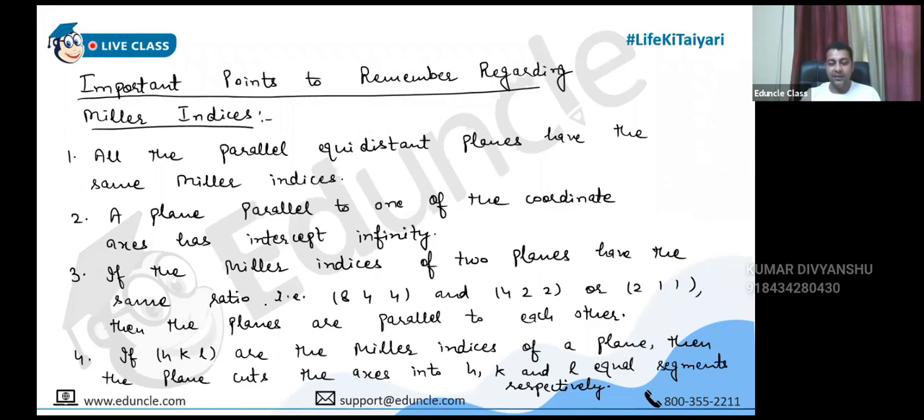HKL means, suppose H is 4. It means that particular set of planes is cutting the x-axis into 4 equal segments. If H is 4, that means 4 segments, K is 2 segments, L is 2 segments, like that. Equal segments means they will be in the ratio of their primitive translational vectors, that is A, B, C. If A, B, C are the primitive translational vectors, so in terms of them.